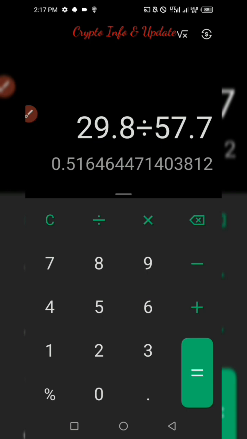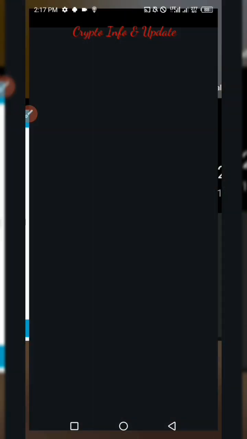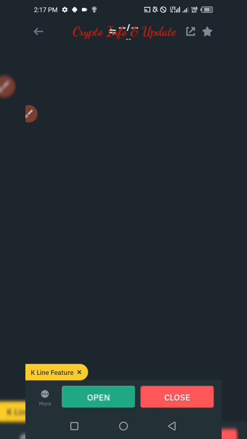So in this case, based on this calculation we just did, we got 0.52. So it's a perfect opportunity to take this trade. So you go ahead and enter the trade. Like I said earlier on, let's go back to our Binance, please. Let us wait for it to load. My network is a bit poor, so let us wait. Exercise patience.